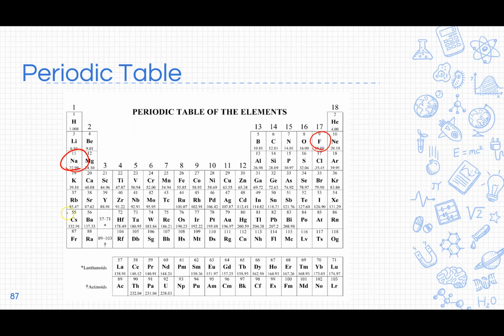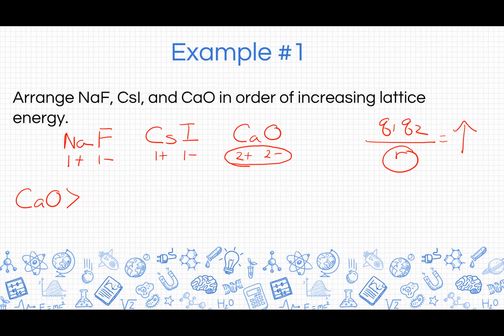NaF, CsI. Ooh, Cs is bigger than Na. I know that from my periodic trends. Oh, and I is bigger than F. I know that from my periodic trends. So CsI is much larger than NaF. Because of that, NaF will have the larger lattice energy, and CsI will have the smallest lattice energy.